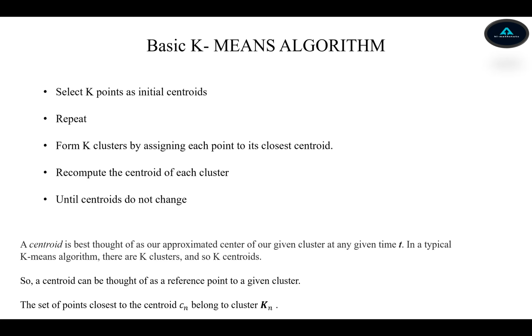You might be asking yourself, what is the centroid? Well, a centroid is best thought of as an approximated center of a given cluster at any given time. When it comes to the K-means algorithm, there are K clusters, and so we should have K centroids. A centroid, as I mentioned, we can think of as a reference point for a given cluster, right?